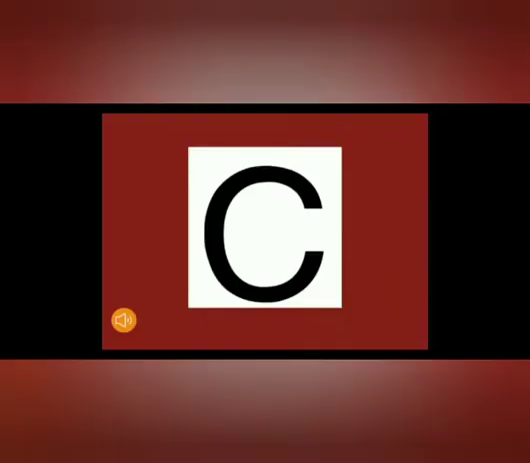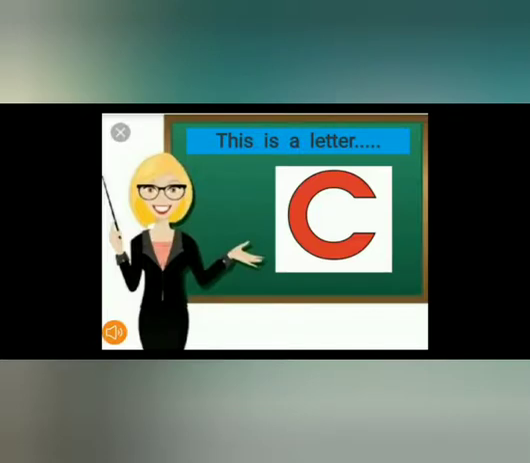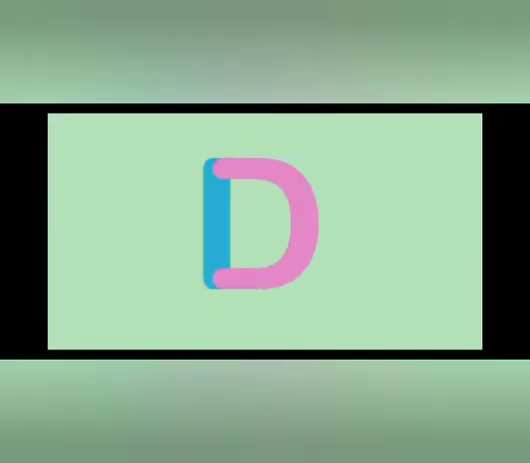Kids, today we will learn a new letter. Do you know what is the name of this letter? This is a letter C. And this is a letter D. Today we will learn letter C and D.